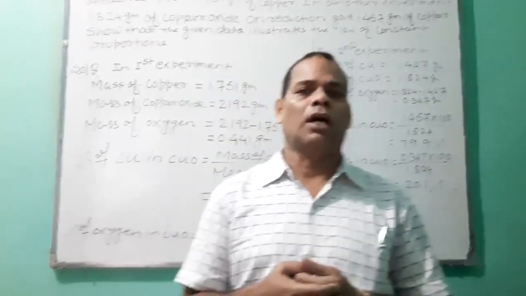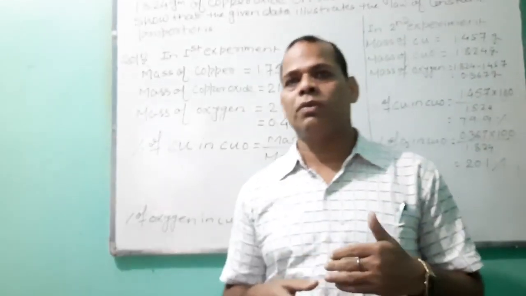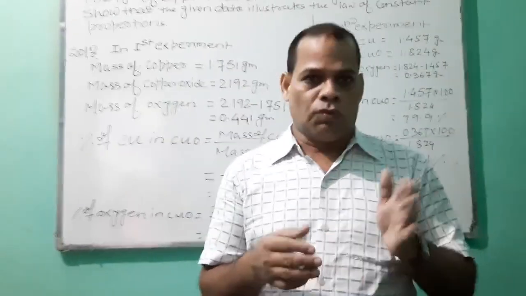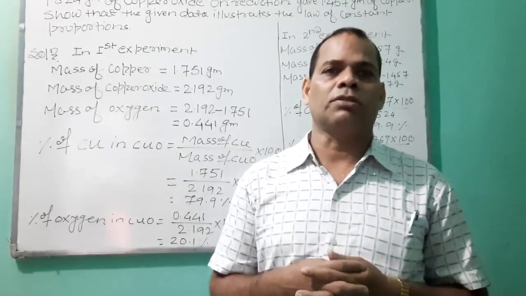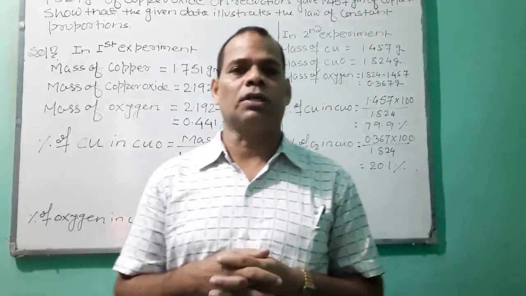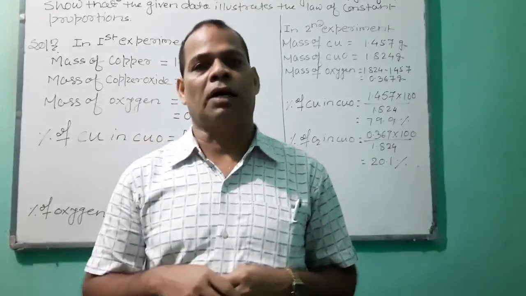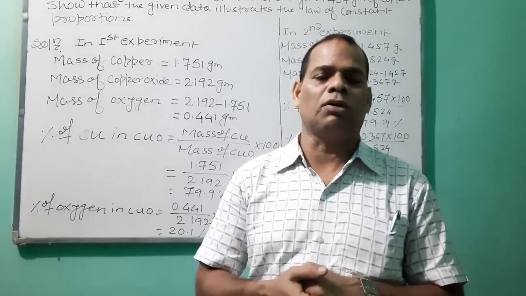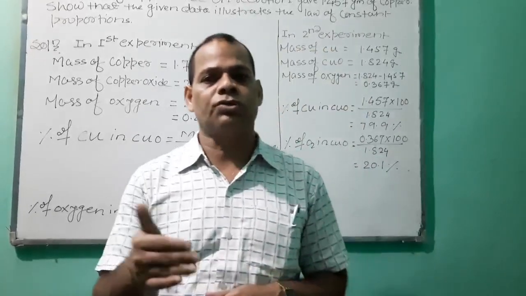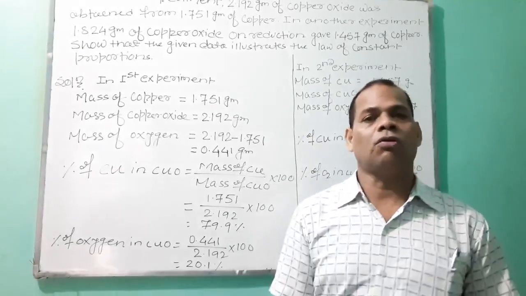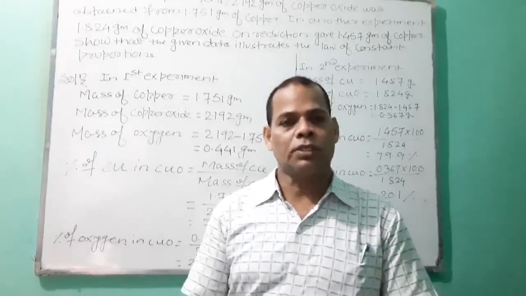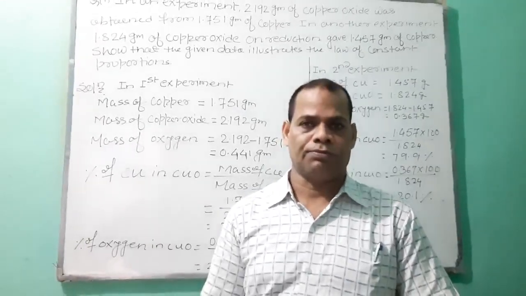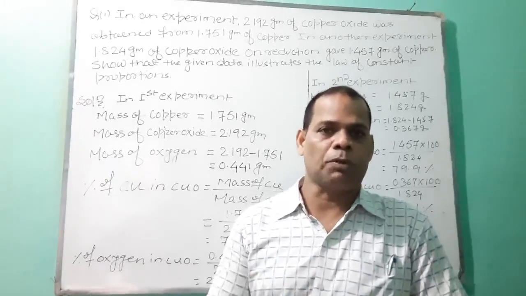So yesterday we started laws of chemical combination. One of the laws of chemical combination that we have already discussed is the law of conservation of mass. Today we will talk about the next law of chemical combination, the law of constant proportion, given by Louis Proust. What is the law of constant proportion?